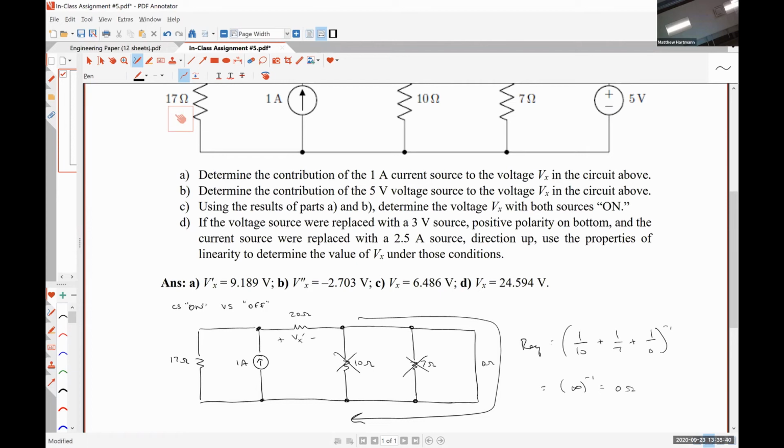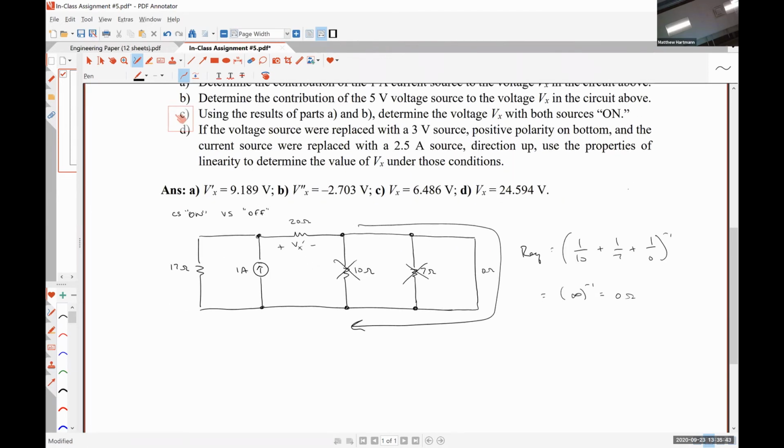All right, so now what we're left with is effectively a 1 amp source in parallel with the 17 ohm resistor in parallel with the 20 ohm resistor, and we're looking for the voltage drop over literally anything because they're all in parallel, so they share the same voltage. So how might we go about solving for that voltage? So KCL, Kirchhoff's current law, would be us adding up currents. So how would that help us find a voltage?